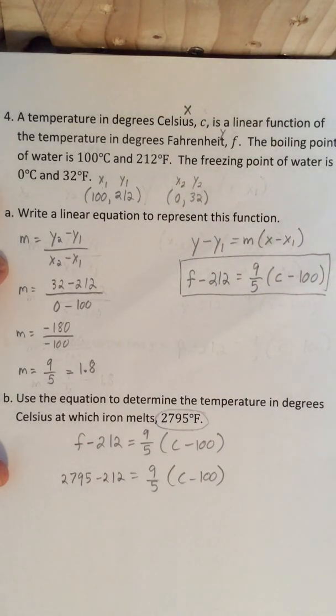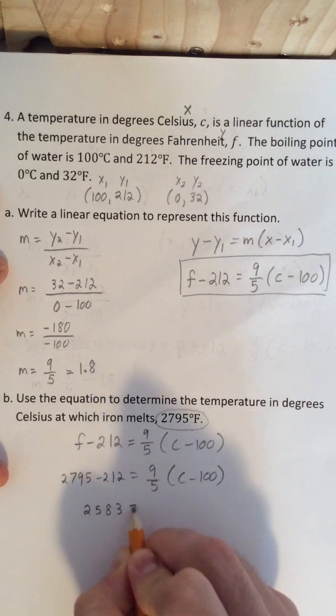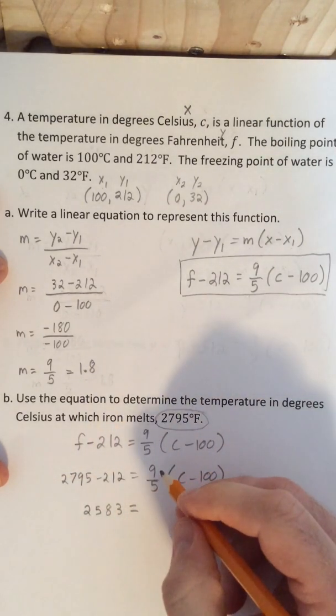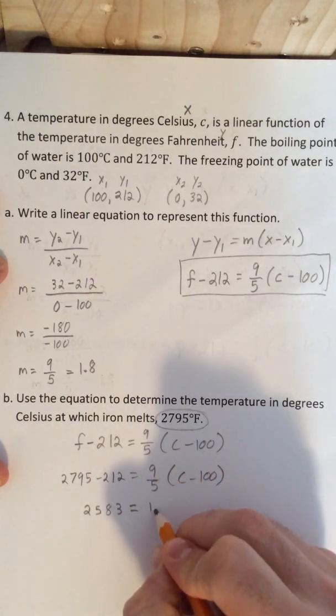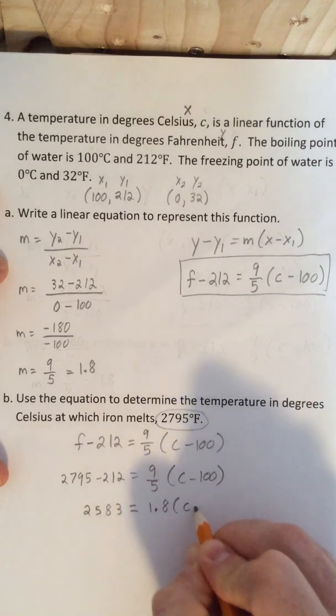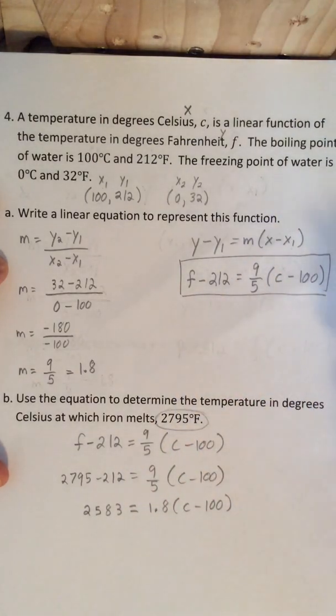Now, when I do this, the first thing that I'm going to do is subtract these numbers. And when I do, I get 2,583 equals, and to simplify this a little bit, I'm going to divide this so that it's 1.8, C minus 100. Now, if you already wrote the equation like that, you'd be saving some time.